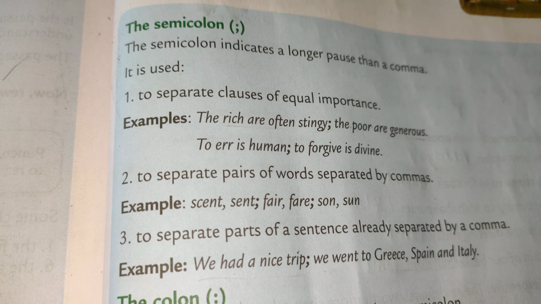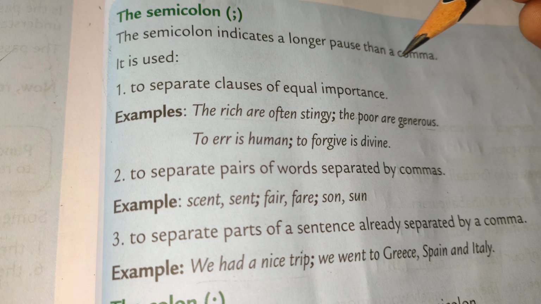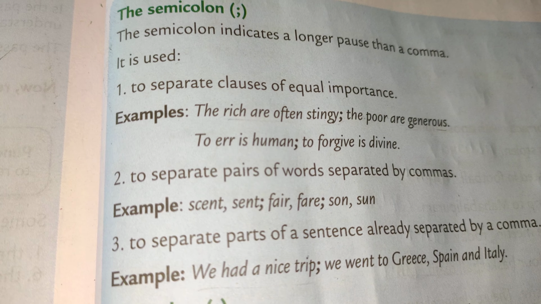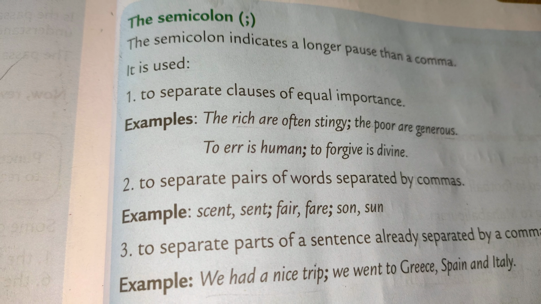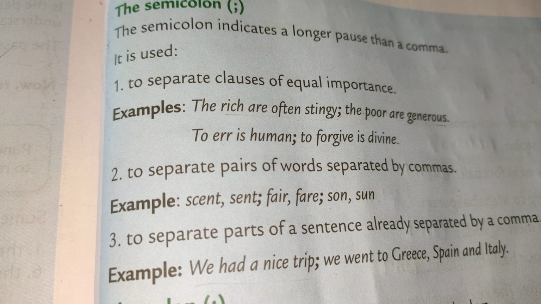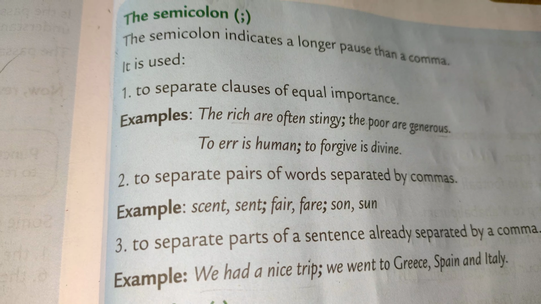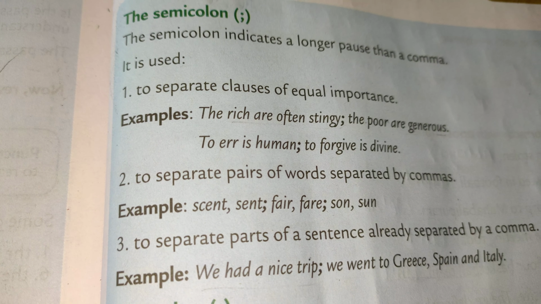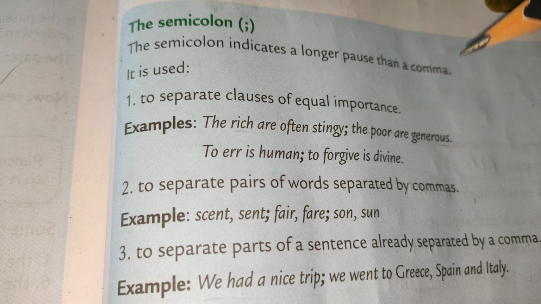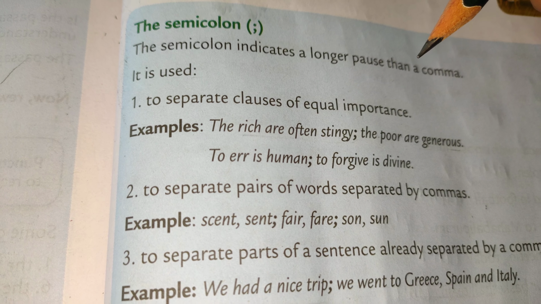First one is to separate clauses of equal importance. Now if you see in the example, the rich are often stingy, the poor are generous. So students, these are two different clauses. The rich are often stingy, this is a clause. The poor are generous, this is another clause.